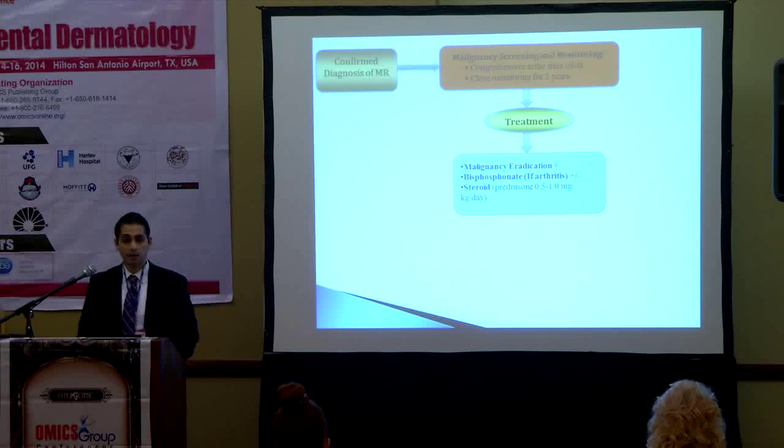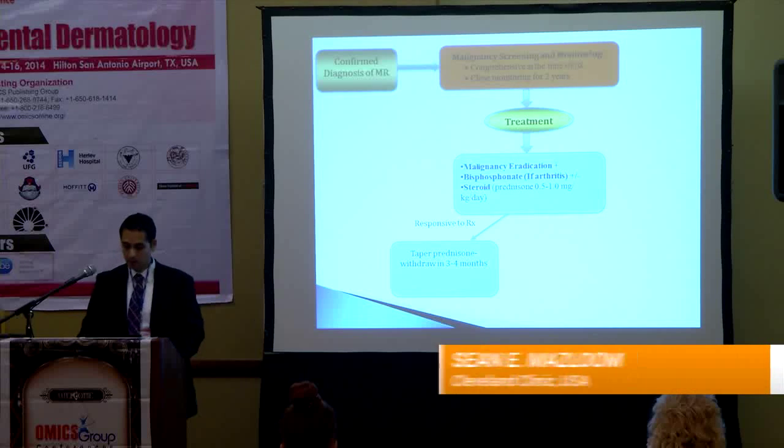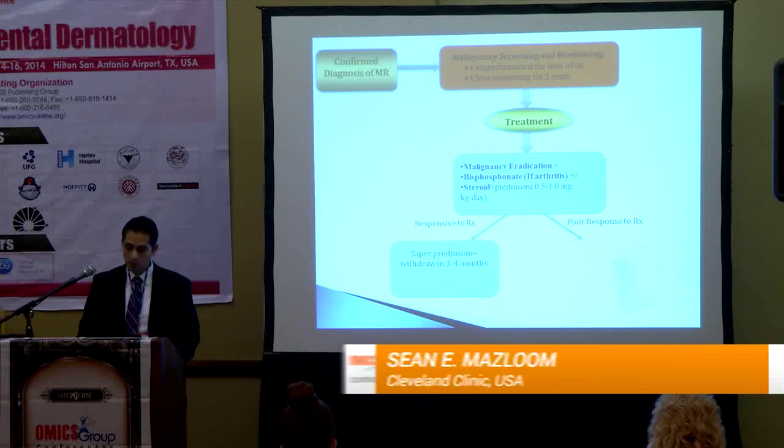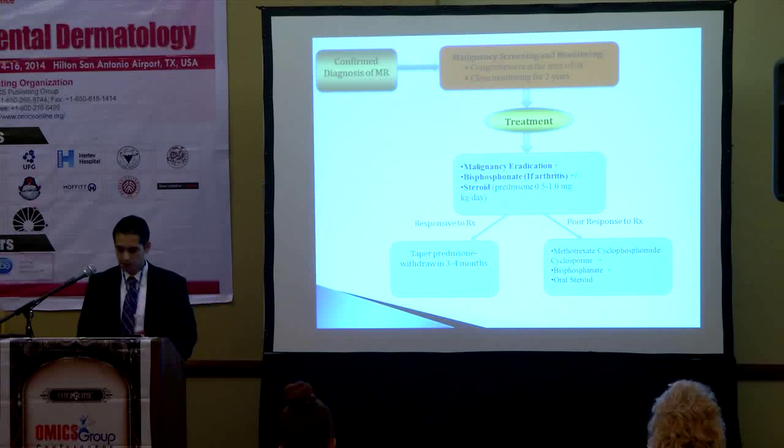Steroids can be added, and they've shown some benefit when they're in combination with other agents. And if there was a good response to this regimen, then you can taper the prednisone in 3 to 4 months. If there was a poor response to that treatment, however, then other systemic agents such as methotrexate, cyclophosphamide, and cyclosporine can be added, and they have, again, shown some effects in these patients.